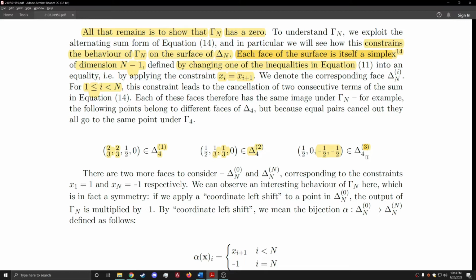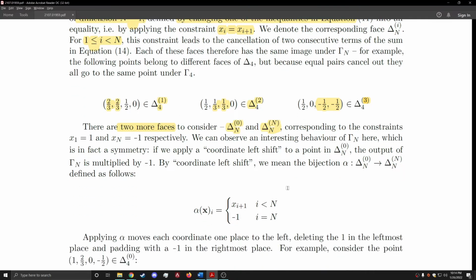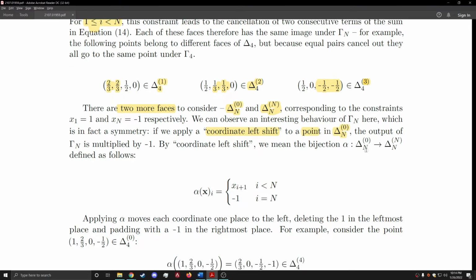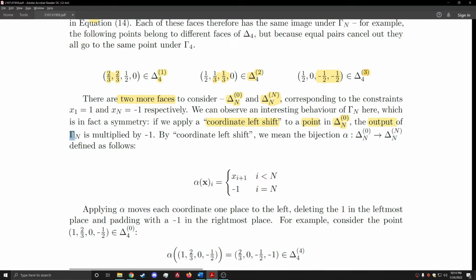But we're going to get to the interesting part, the really, really important part. There are 2 more faces to consider, the 0th face and the nth face. There's going to be a relationship, and we're going to call it the coordinate left shift in a point of the n simplex on the 0th face to a point on it. And the output is literally just gamma sub n multiplied by -1. We are making gamma negative. That seems really useless, but you're going to see that it's super important.